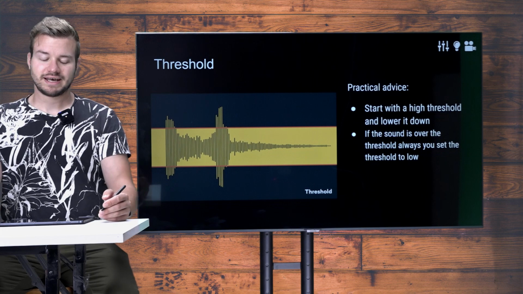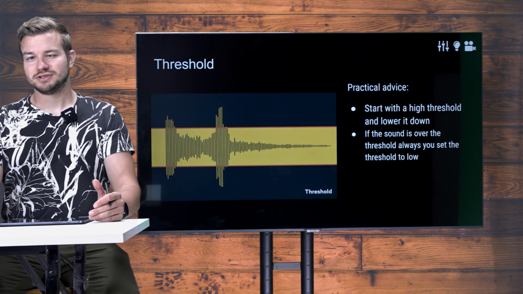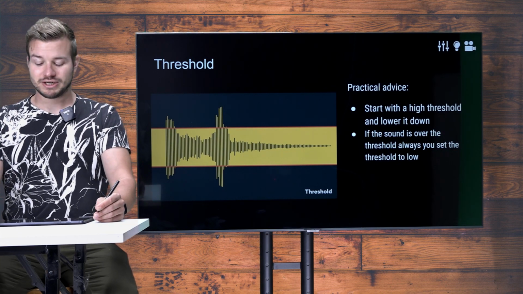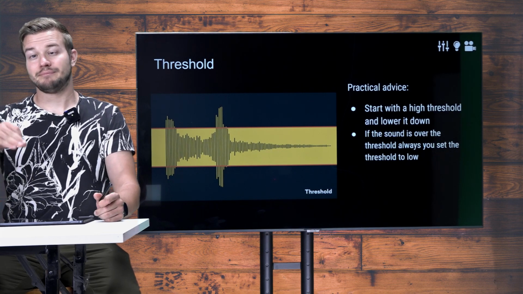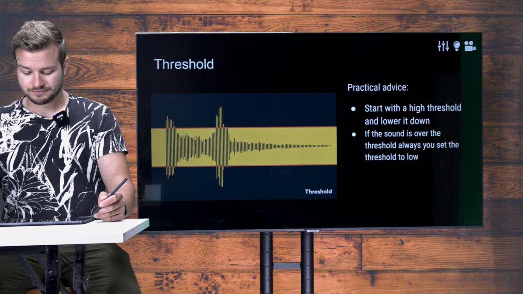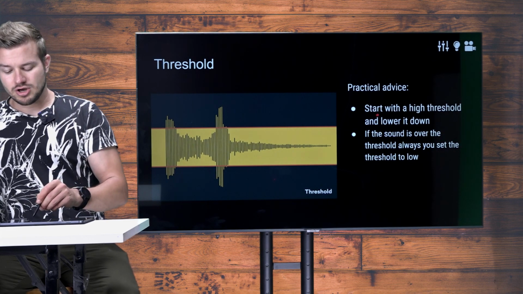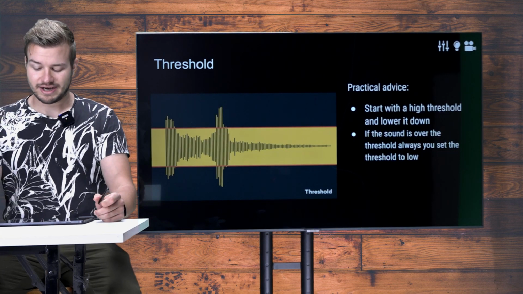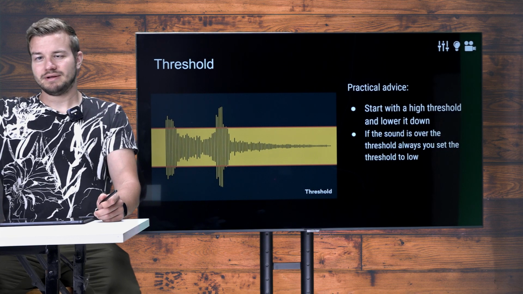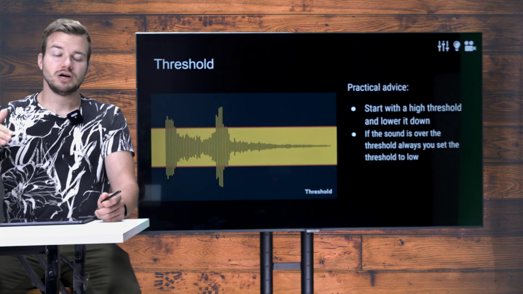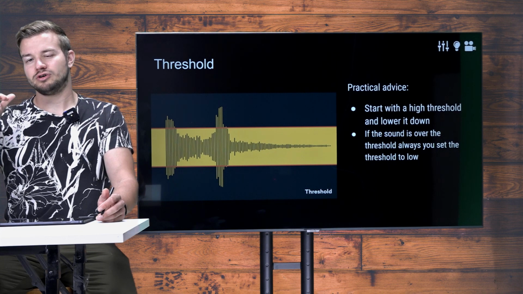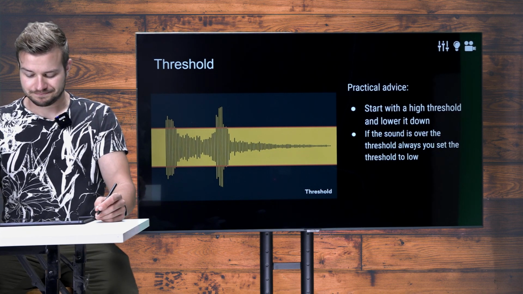So first, threshold again. Threshold is the parameter which you use to set the point of the volume at which compression starts. So whenever the signal level is above that point, we will start reducing the volume of the signal. Practical advice here: always start with a threshold very high, actually always put it at 0 dB, and then turn down -6, -12, -24 until compression starts. So you can more easily find the point where you have a good amount of compression.